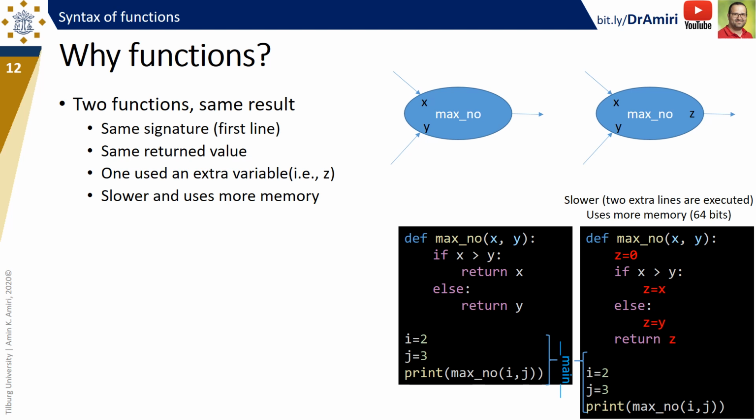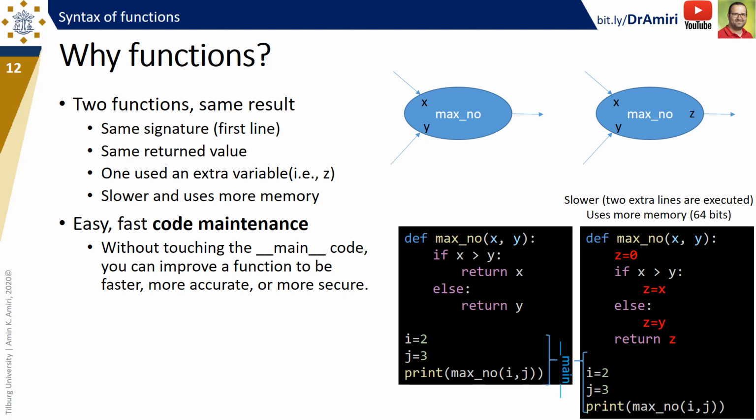However, if you didn't have a function, you would have to change the main body of your program, and that can be quite troublesome when you have hundreds of lines of code. So having functions can make code maintenance faster and easier. Without touching the main code, you can improve a function to be faster, more accurate, or more secure.